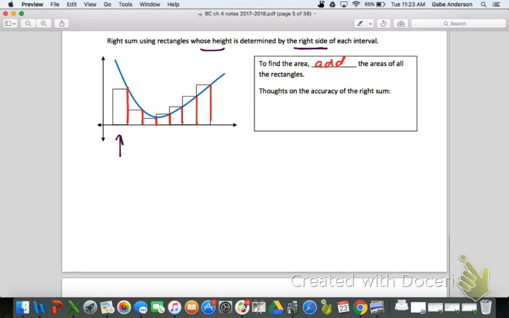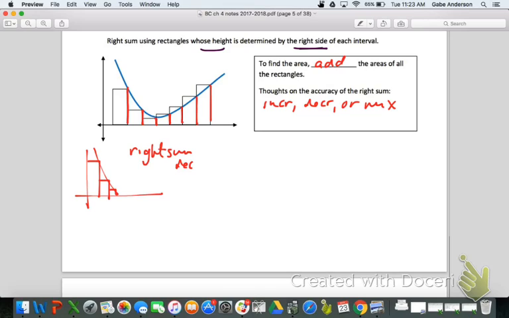So, thoughts on accuracy. Again, this depends on increasing, decreasing, or a mix. Let's think about how this works with right sums. If I have a function that is decreasing, and I use a right sum, hopefully you can see that a right sum would be too low. It would be an underestimate. So a right sum on a decreasing function means underestimate. Of course, this is just the exact opposite of what we saw with a left sum.